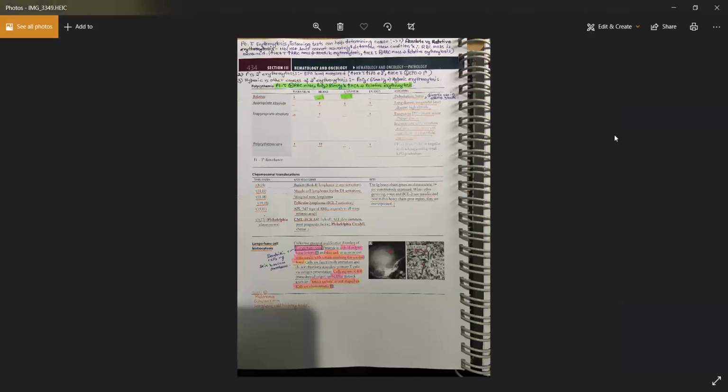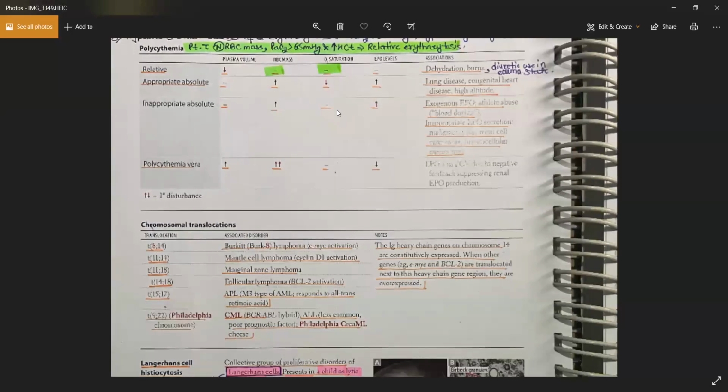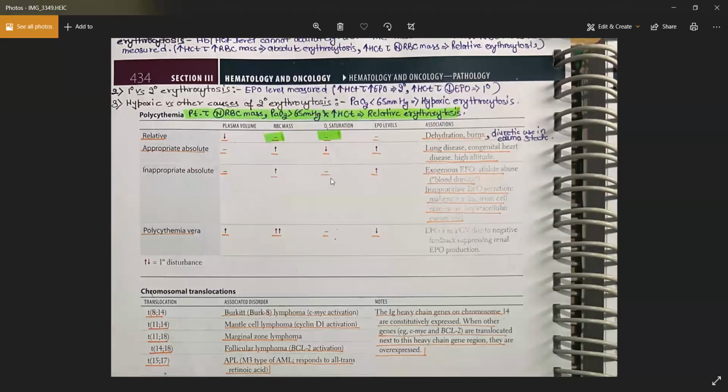Okay, now comes the causes of polycythemia. You can have two types of polycythemia: one is the absolute type and one is the relative type. What does that mean? Whenever you have an absolute increase in the mass of RBC because of RBC proliferation, then I can say the patient is having an absolute polycythemia, right?